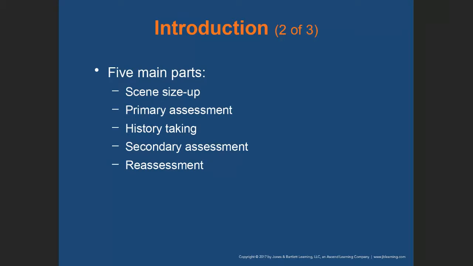So even though there are 5 parts, all the 5 areas are important. One of the most important areas of the patient assessment algorithm is the primary assessment. So the primary assessment is extremely important because this is where you will identify and manage life threats, or things that can kill your patient. And this is where you will make contact or interact with your patient, the primary assessment.